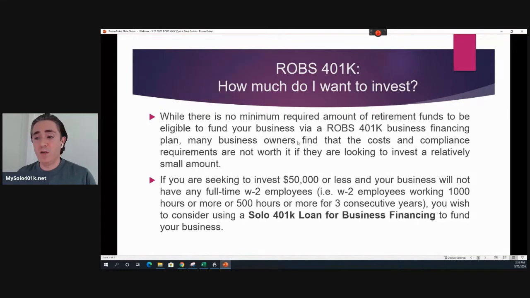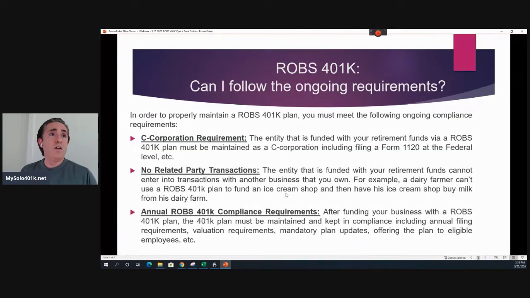But that's going to be a good consideration there. How much do you want to invest in terms of retirement money? Now, another good threshold consideration here is, can I follow the ongoing requirements? So you want to make sure you're aware, you educate yourself, and we educate our customers and prospective customers every day on the requirements and how they're specifically going to apply to you and your business plan.